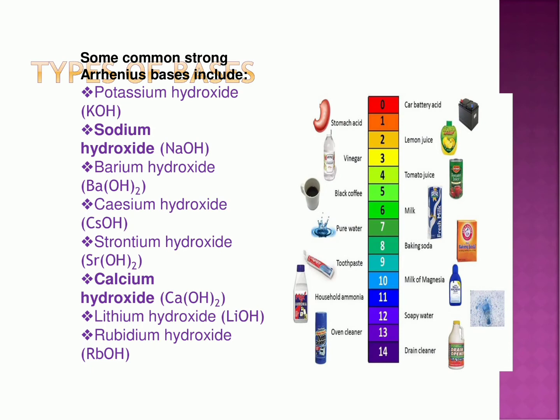Now let's see what are types of bases. Some common strong Arrhenius bases include potassium hydroxide KOH, sodium hydroxide NaOH, barium hydroxide Ba(OH)2, calcium hydroxide, CsOH, strontium hydroxide Sr(OH)2, calcium hydroxide Ca(OH)2, lithium hydroxide LiOH, rubidium hydroxide RbOH. There is a picture of the pH scale.